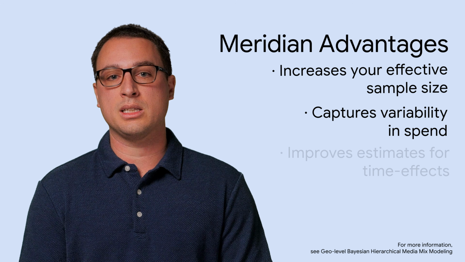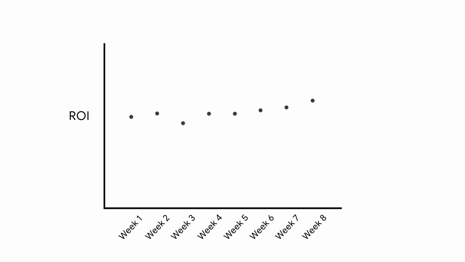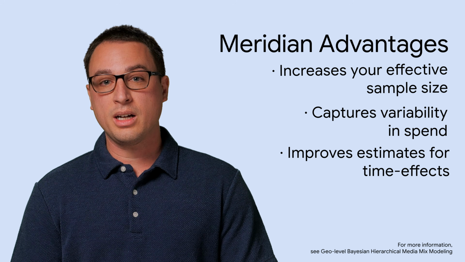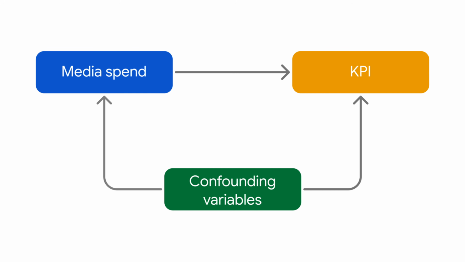Third, it improves our estimates for time effects, like trend and seasonality. Because we have multiple observations per time period, an observation for each geo, we have data to model time effects for each time period. Finally, it helps reduce bias from hidden confounders. By modeling at the geo level, we can often reduce the correlation between media spend and omitted confounding variables.